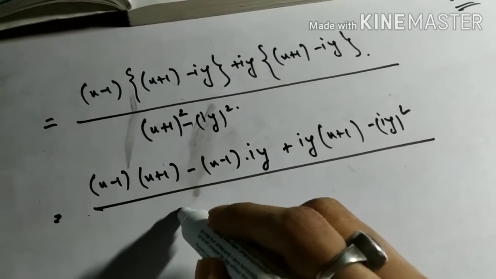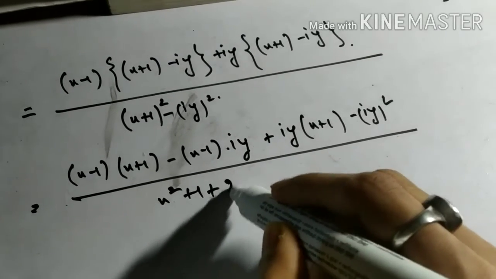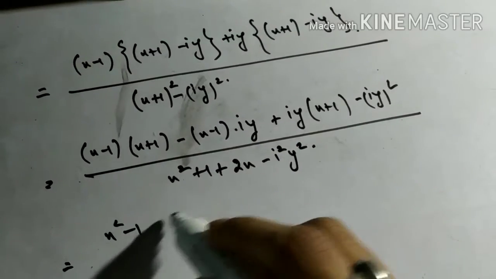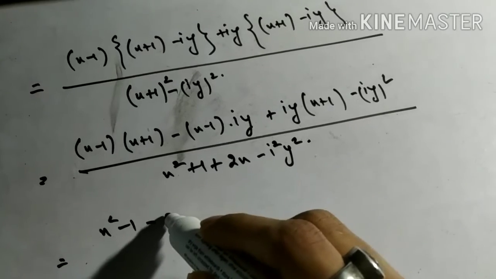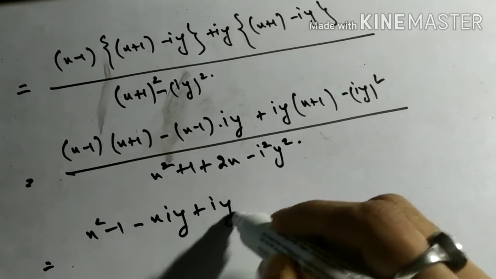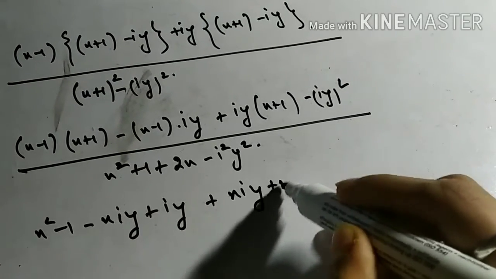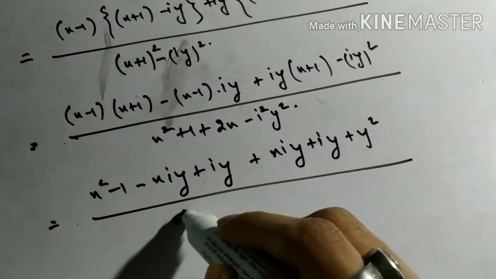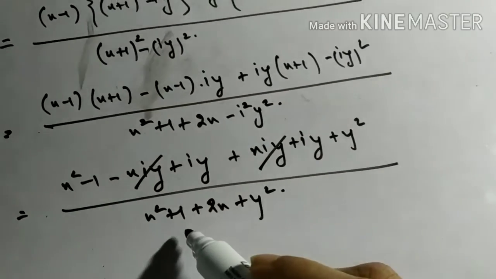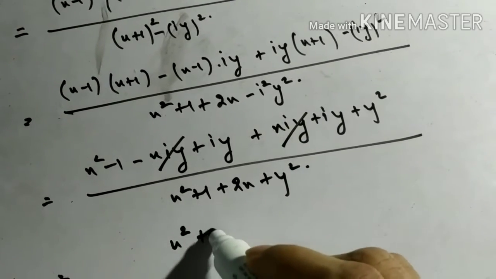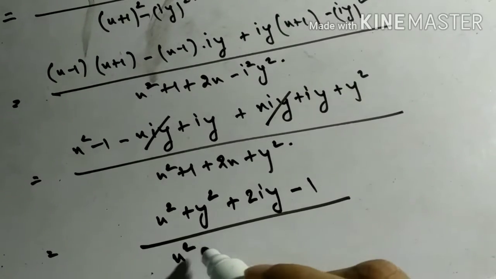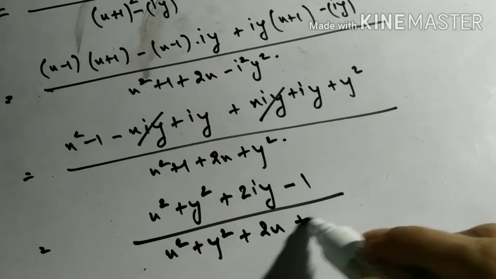So this one will become, in the denominator, x square plus 1 plus 2x minus i square y square. The numerator becomes x square minus 1, and the terms minus xiy plus iy plus xiy plus iy, and the denominator has plus y square. So this becomes x square plus 1 plus 2x plus y square. You see, this and this I can cancel. So ultimately I will get (x square plus y square minus 1 plus 2iy) by (x square plus y square plus 2x plus 1).